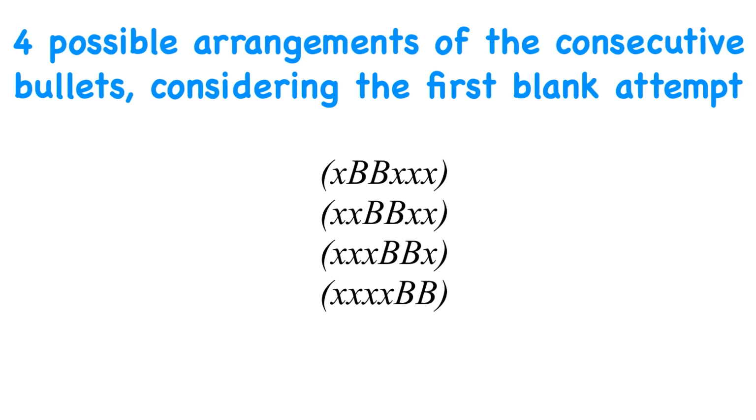So now the 4 possible arrangements of the consecutive bullets, considering the first blank attempt, are these. Now looking at these possibilities, our odds of getting shot are 1 by 4 or 25%. This is the only combination where she will get shot. In all other combinations, the immediate one is blank. Since there are 4 combinations, and in only one combination she is getting shot, it is 1 by 4 or 25% of the possibilities where she gets shot.